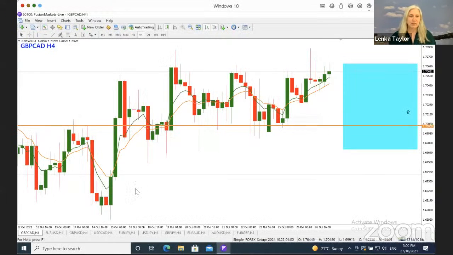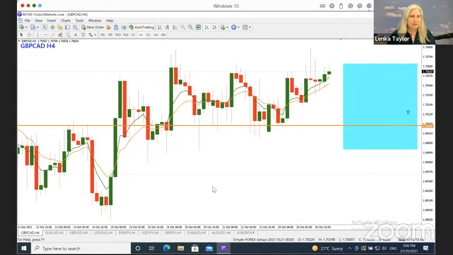I will be going through 10 currency pairs and looking at entry setups on the 4-hour time frame. So let me share my screen. All right, here we go.